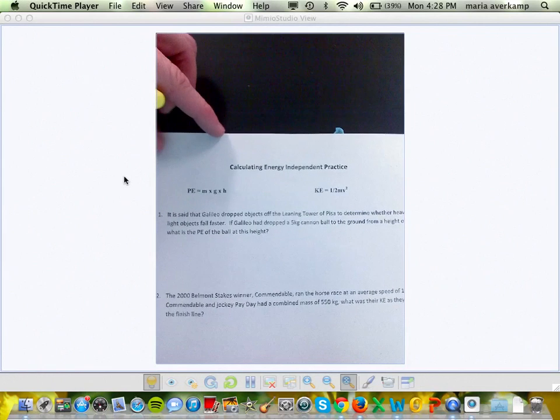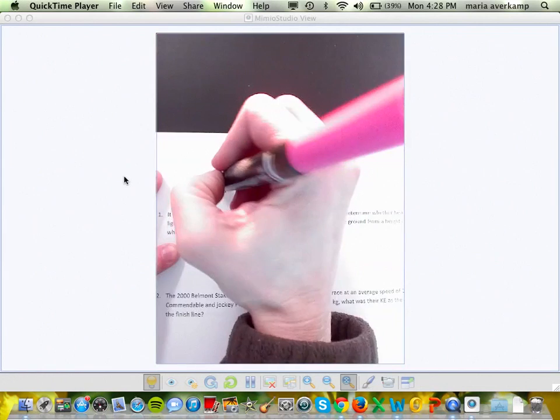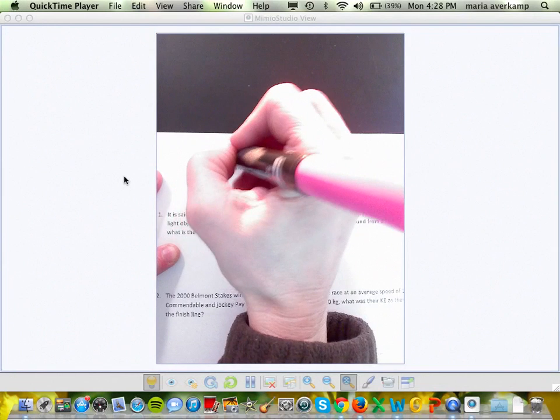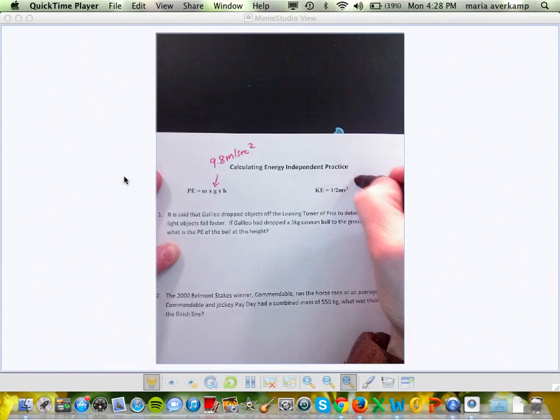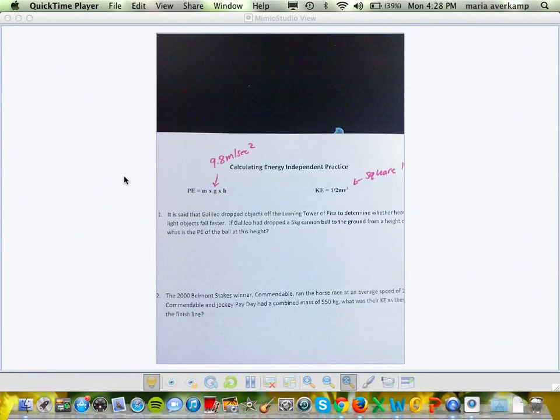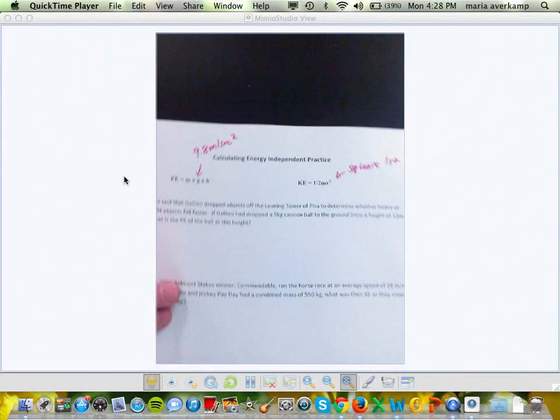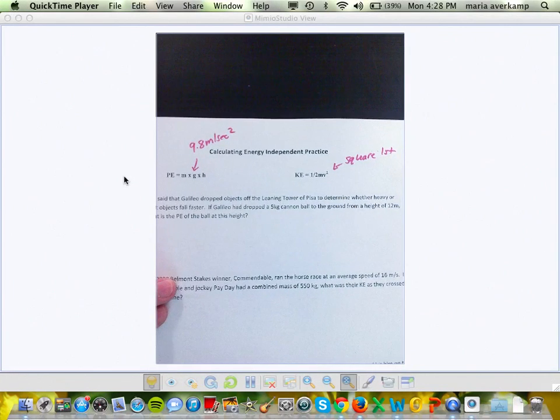So keep in mind a couple things. G always is 9.8 meters per second squared when you're calculating stored gravitational potential. And keep in mind, if you're finding moving energy, kinetic, you always need to do the square first before you do any of the other parts of the equation. All right, that's all for today. Hopefully you have a grasp of how to plug your numbers into both the potential and kinetic energy equations.